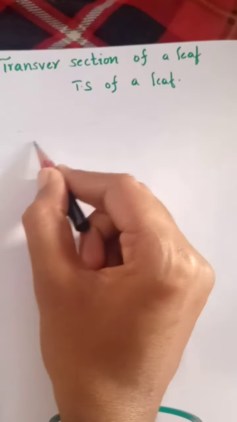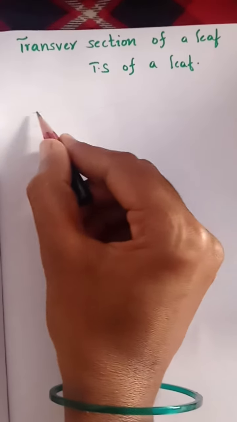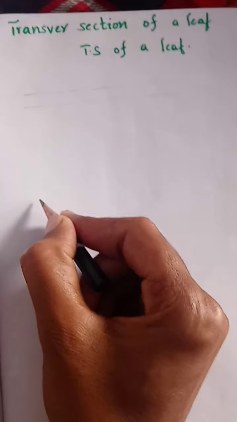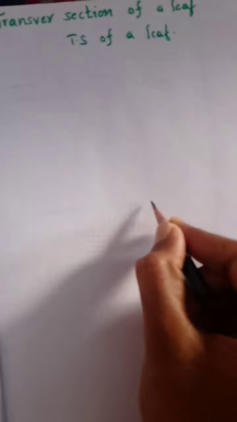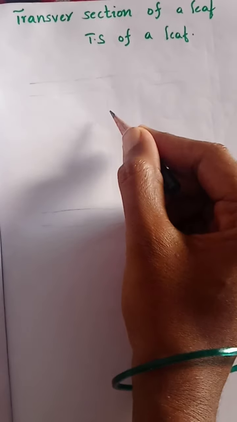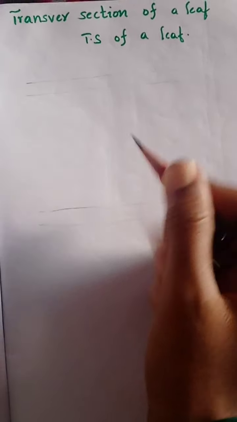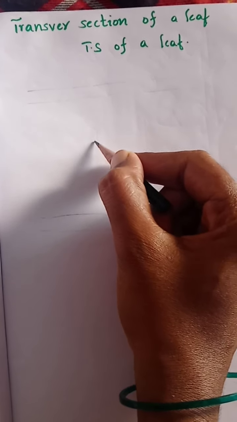I'm taking some space here to write the labeling parts. Just draw lightly two lines, and down also you have to take two lines. The upper part and the lower part should be equal. Next, in the middle part, just take some round shape.